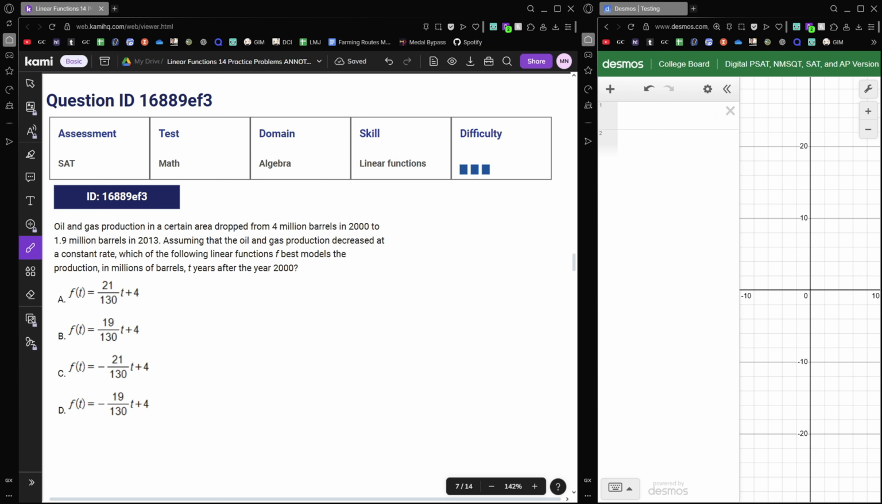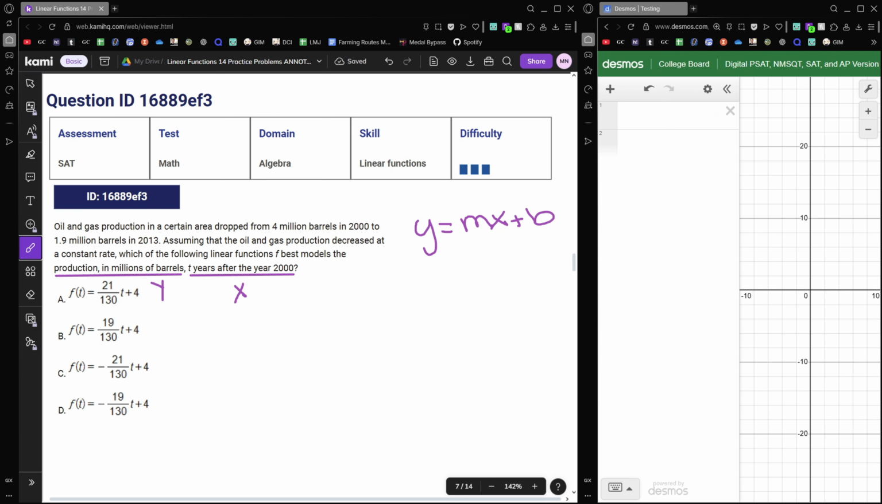So this question is very similar to question number 1, where they want us to write an equation in the form y equals mx plus b. Here we note that the production in millions of barrels will be our y value, and the number of years after the year 2000 will be the x value.